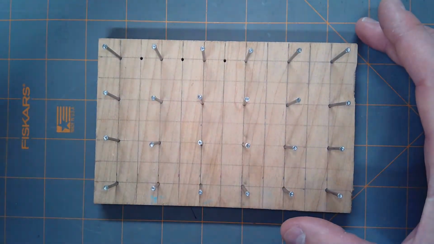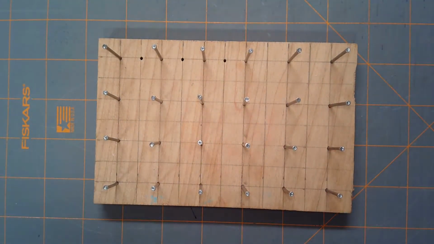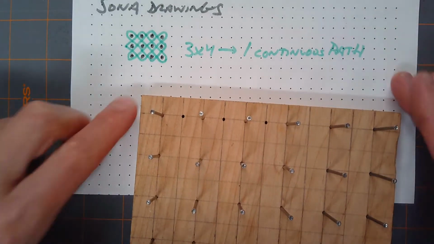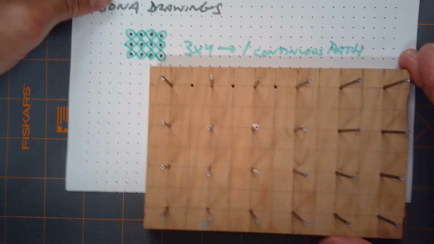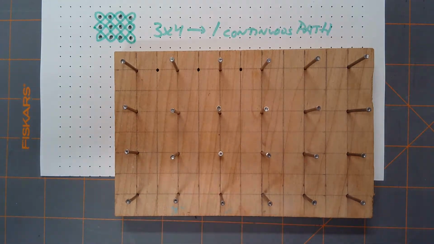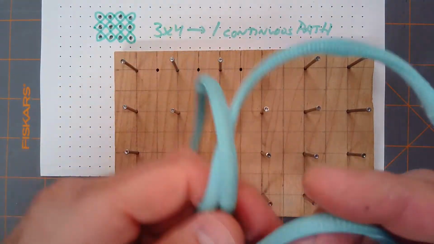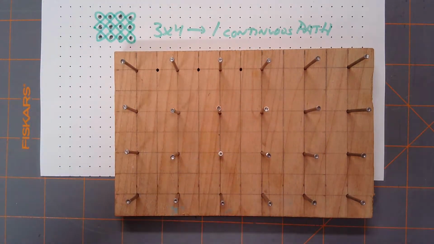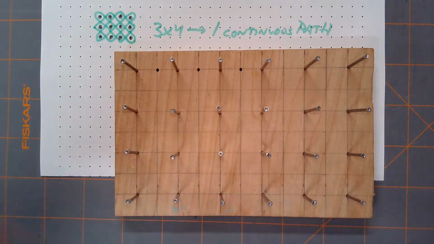All right? So we're going to take the same 3x4 Sona drawing that we did. I'll leave it here so we have it to compare with. And we're going to weave it on this nail board. Okay? Now I just have an old shoelace here. You can use any kind of yarn, I guess, or paracord works pretty nicely. So we're just going to take the shoelace here.